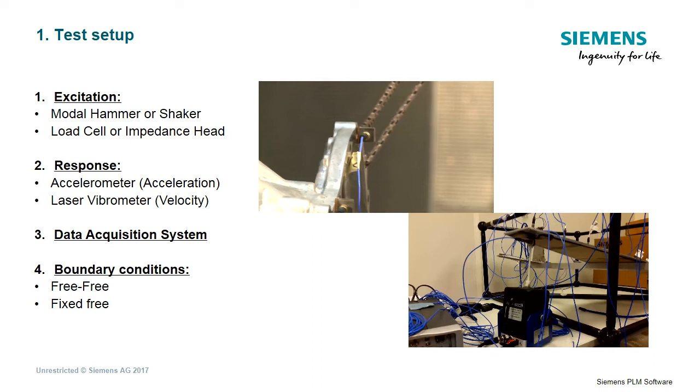Accelerometers are most often preferred because of their flexibility. Laser vibrometers are used on lightweight structures or when a very high spatial resolution is required. The signal management, analog to digital conversion, digital signal processing, and synchronization are usually managed by a data acquisition system.